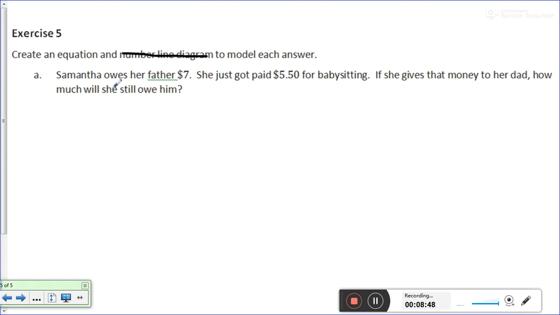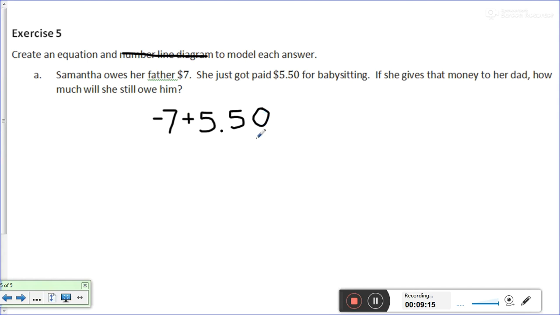When we're talking money, owing money is negative. So she owes her dad -7. Okay. She gets paid. That's positive money coming in. So she got paid $5.50. We want to know how much she still owes her dad. So I will help you set up this equation. You are going to solve it, and then there's other problems on that page, letter B and letter C, that you're going to do as well.